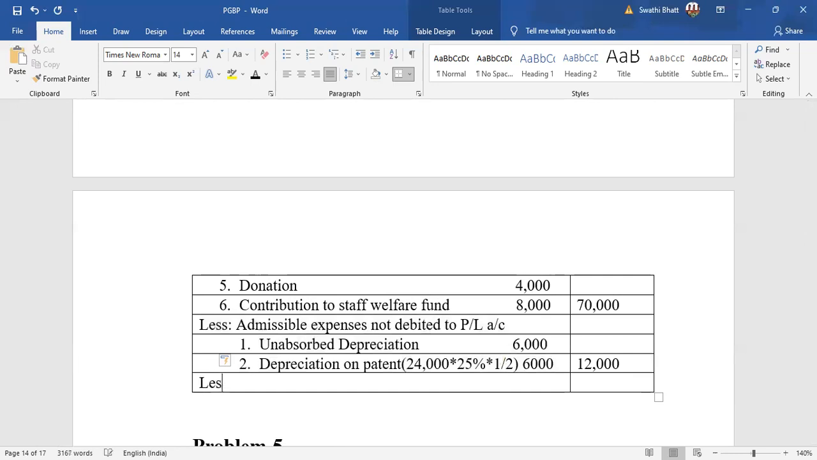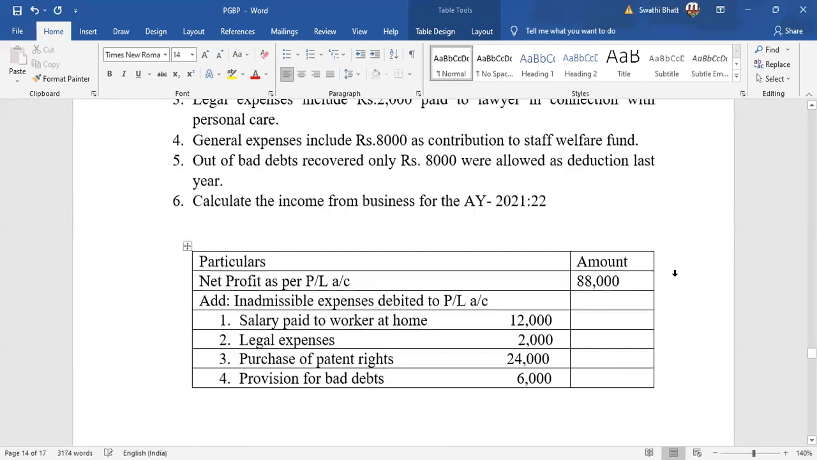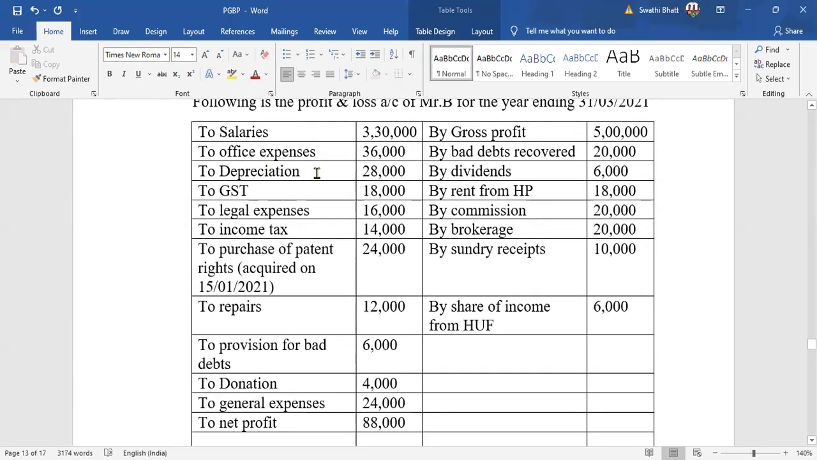The last item that we have over here is non-business or non-admissible income credited to P&L account. So if you look at this, we have only seen the debit side of the profit and loss account, but we have not seen the credit side of the profit and loss account. Again, on the credit side, we will be looking at each item and deciding whether it's admissible or not.